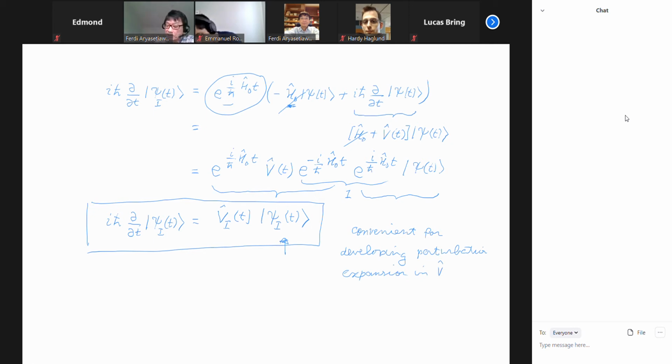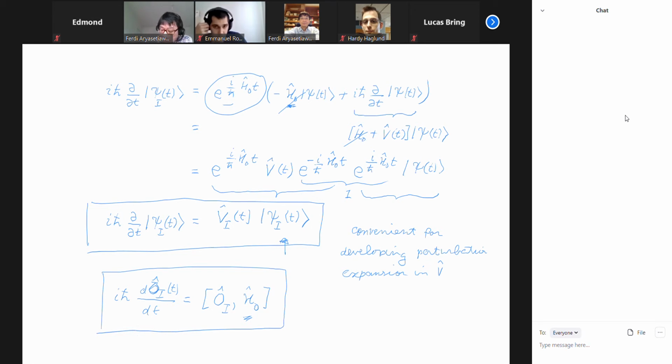And we can do the same for the operator. Let me just write out the result here. It's quite straightforward. So we have an operator in the interaction picture. Then the equation of motion is similar to the Heisenberg equation of motion, except that instead of the full Hamiltonian, we have the H0. That is the corresponding equation of motion for the operators in the interaction picture.